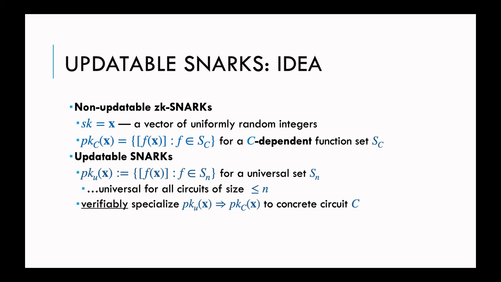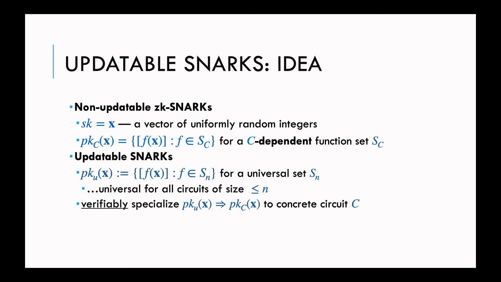So to explain what is meant by updatable SNARKs, recall that in common non-updatable SNARKs, you have a trapdoor or a secret key, which is a vector of uniformly random integers, and the public key contains the evaluation of some well-known circuit-dependent functions at this vector of the trapdoors. And I denote it by brackets, so all those elements are given as exponents.